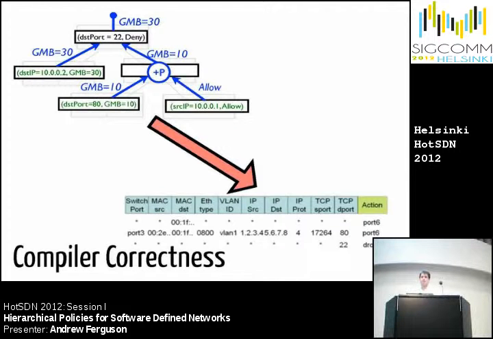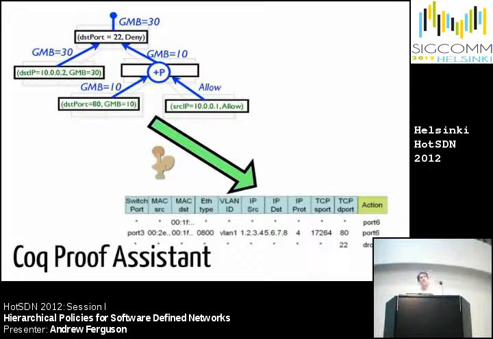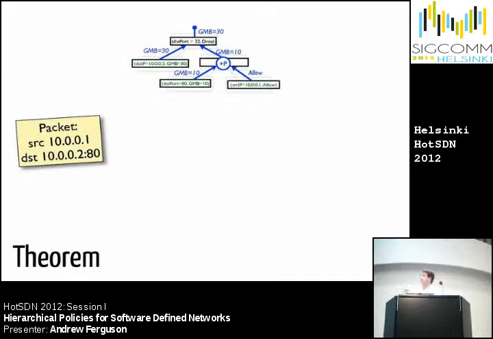So, using the Coq proof assistant, we modeled and wrote a proof of the translation from HFT to OpenFlow tables. Coq lets us write programs in a functional language similar to ML or Haskell, and gives us the ability to prove properties of these programs. So let's look at what we actually proved.